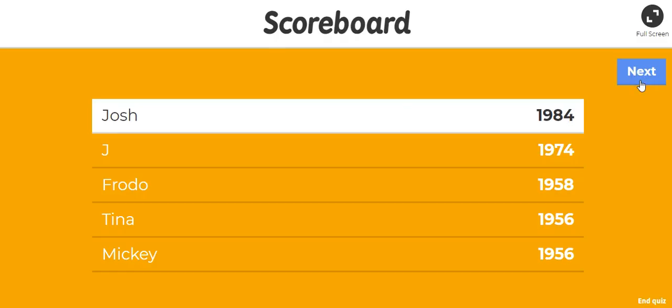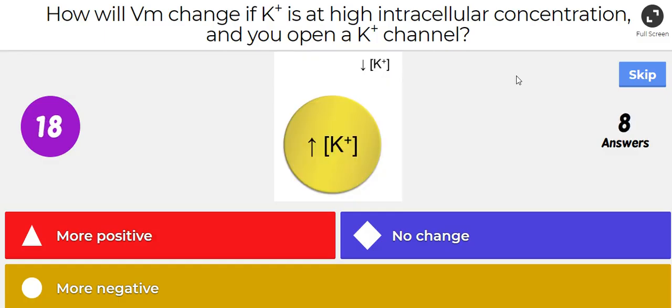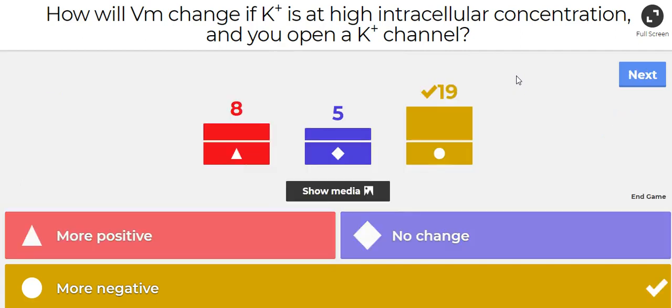All right, how will the membrane potential change if potassium is at high intracellular concentration and you open a potassium channel? High intracellular. Big split. Well, more people said more negative than otherwise.